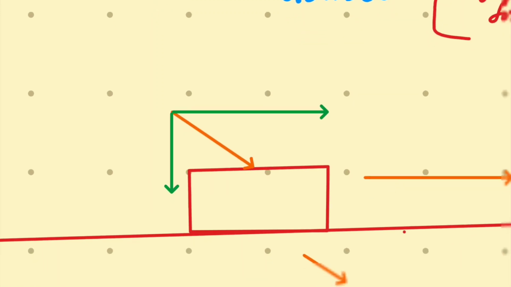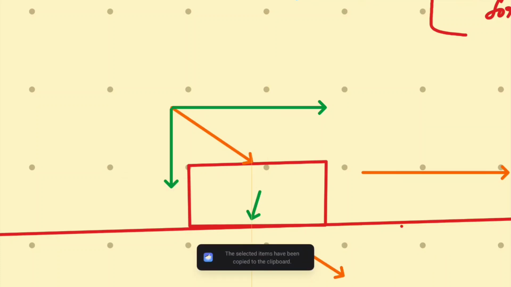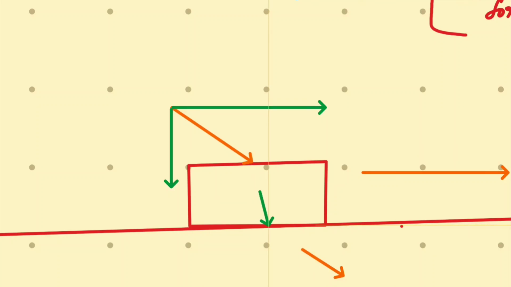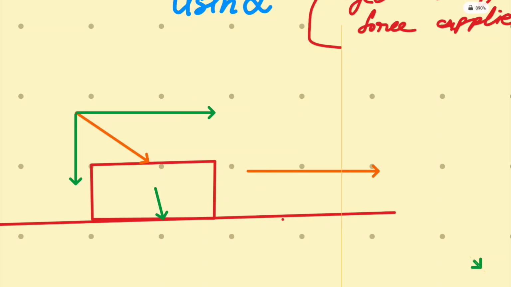Now, this vertical vector is the force being applied on this plane, on this table, on this plank, whatever it is. But there is this vector acting along the plane, or parallel to the plane, that will cause this motion to happen.